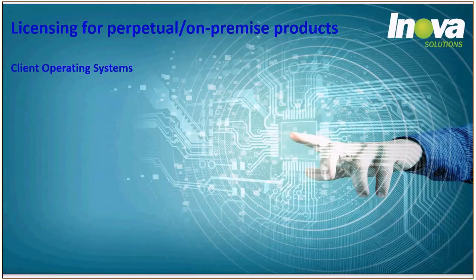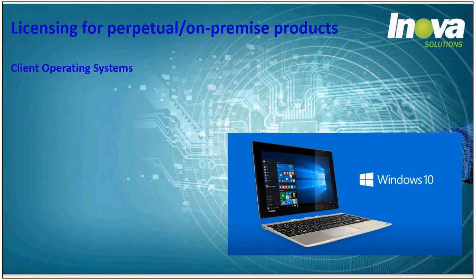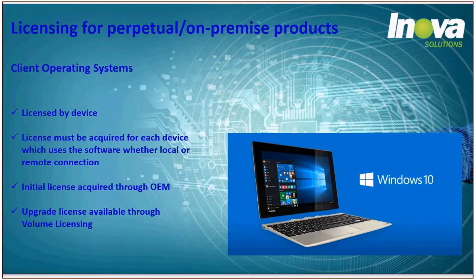So I want to get in now to the licensing for perpetual or on-premise products. The first product will be their client operating system, which is Windows 10 in this case. And Windows 10 is licensed by device. The license must be acquired for each device which uses the software, whether local or remote connection.